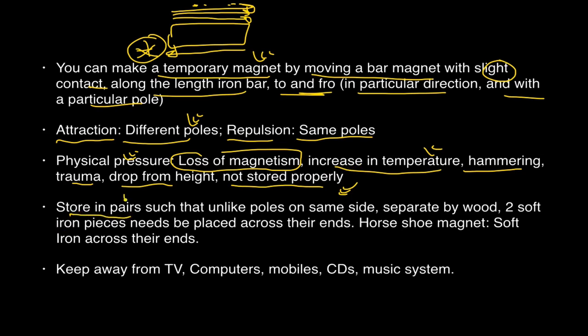You store them always in pairs such that unlike poles are on the same side. If like poles are on the same side, the magnetism will be lost with time. You separate them by wood because it is non-attractive to iron, so non-attractive to magnet, and two soft iron pieces need to be placed across their ends, okay. So it helps. And finally, the horseshoe magnet has soft irons placed across its ends so that they do not touch each other and they do not lose magnetism because of interaction with each other.